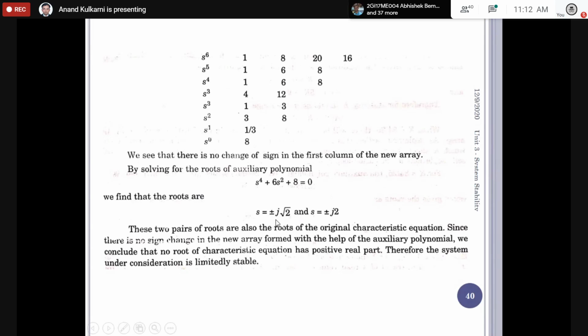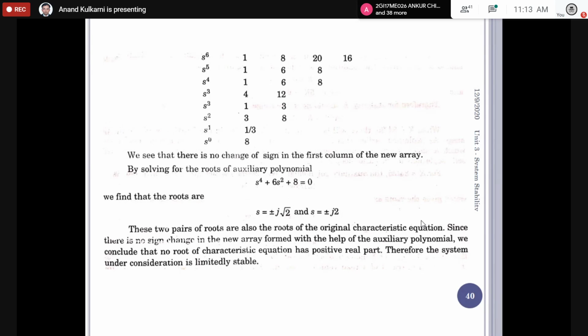2 roots are at plus or minus root 2j, 2 roots are at plus or minus 2j. So on the j omega axis there are 4 roots: 1 root at plus root 2j, 1 root at plus 2j, 1 root at minus 2j, and 1 root at minus root 2j. So 4 roots are there on the imaginary axis. So totally there are 6 roots, out of which 4 are on the imaginary axis. But there is no sign change.